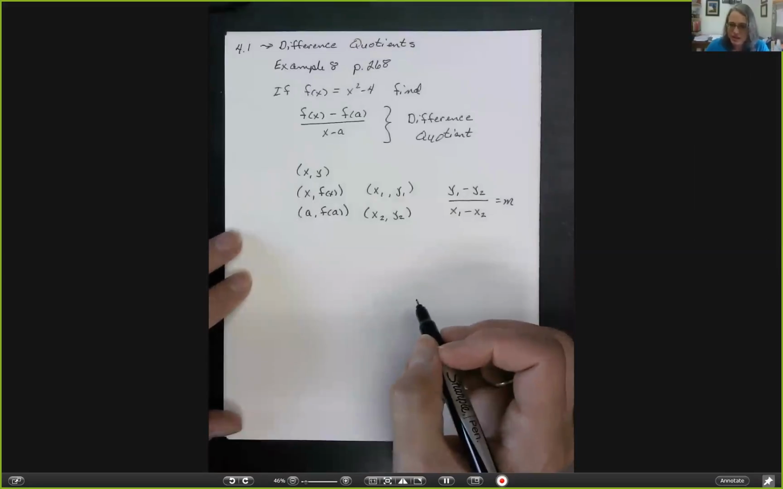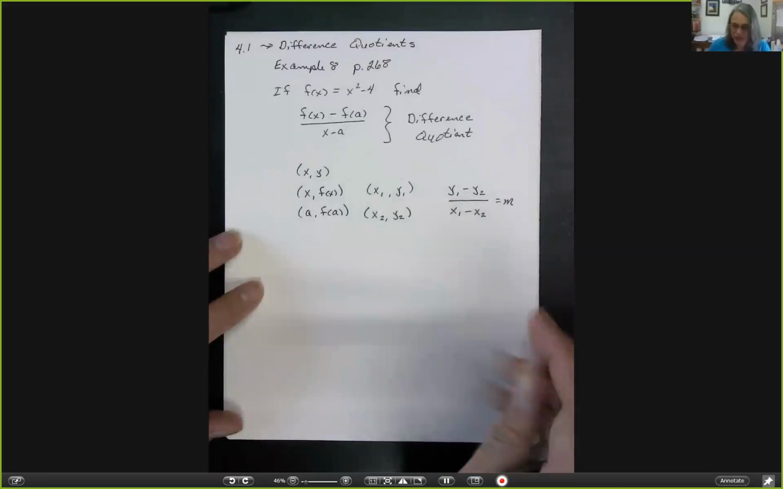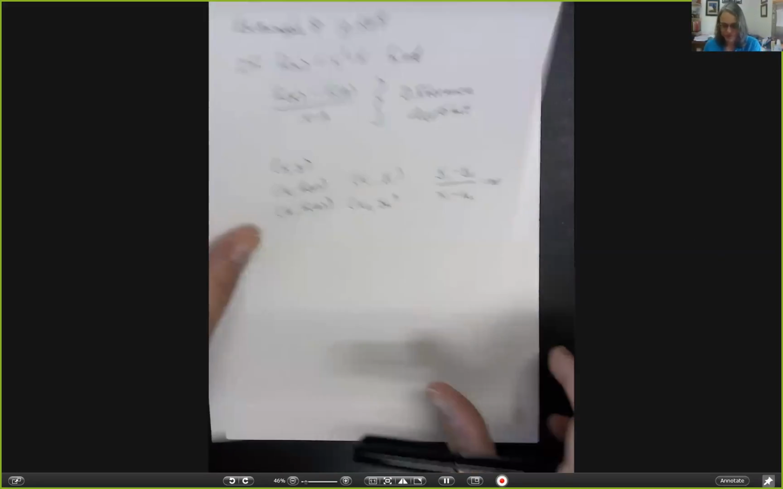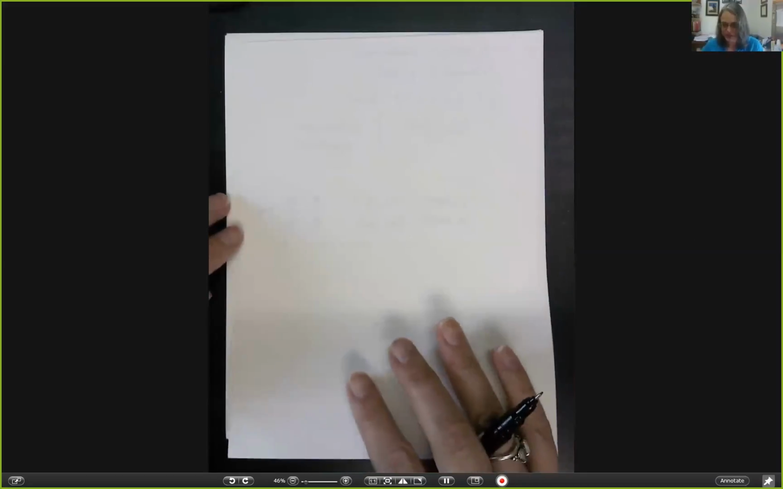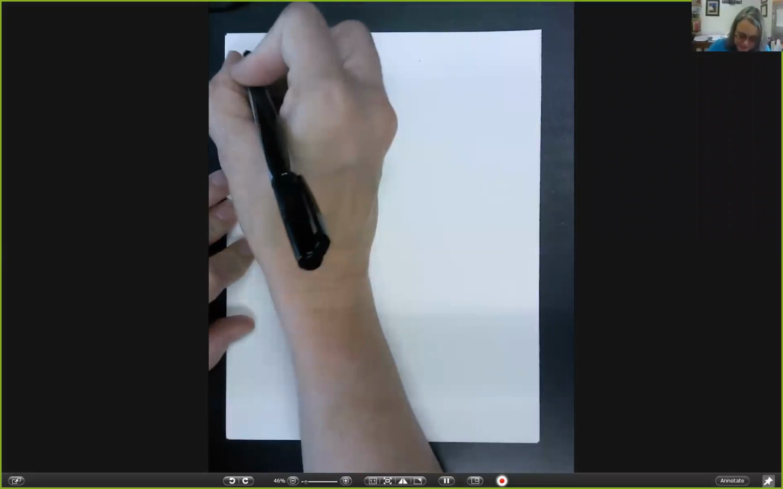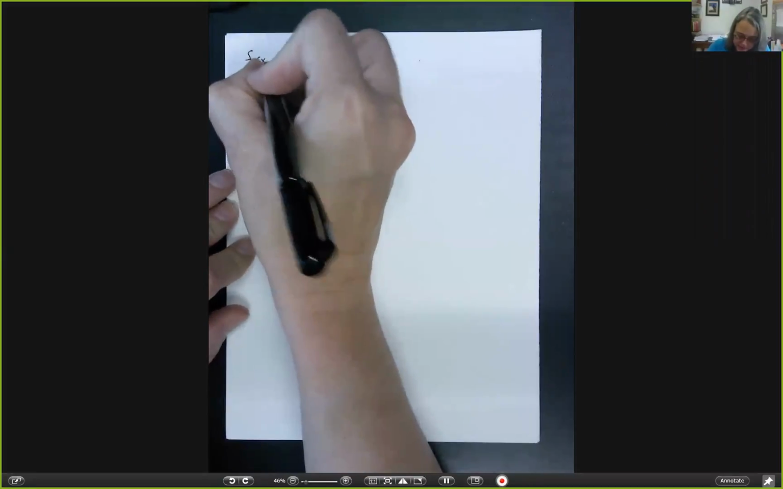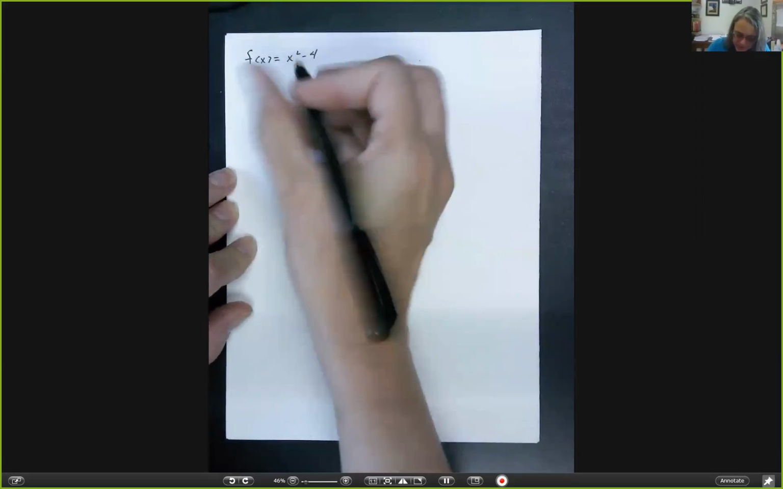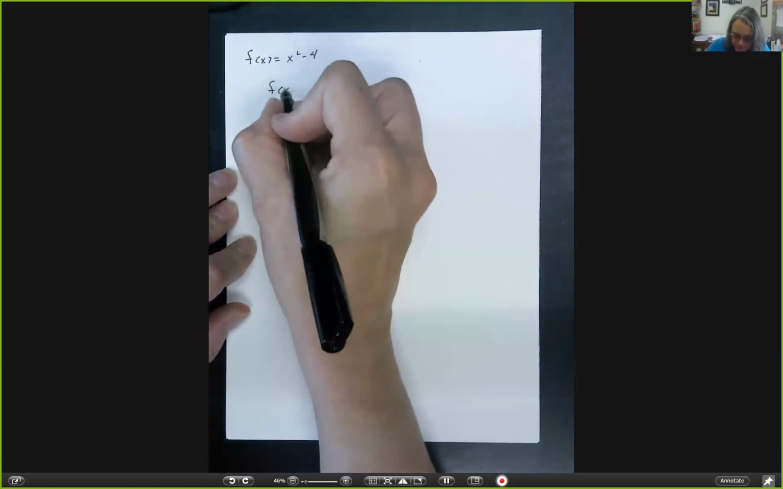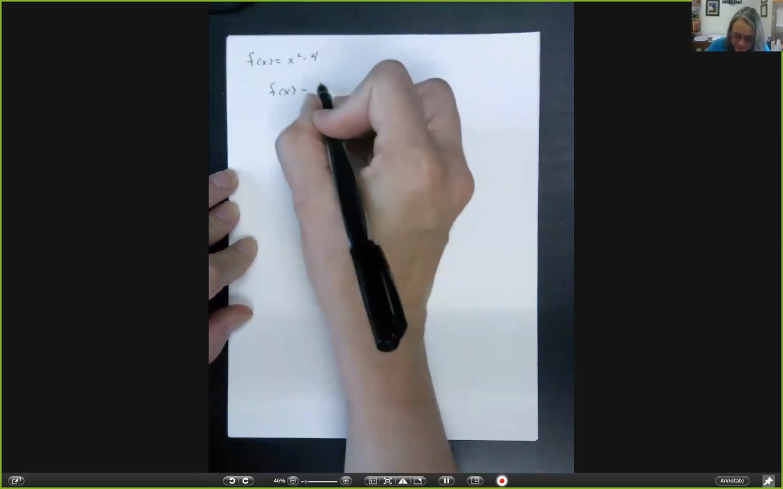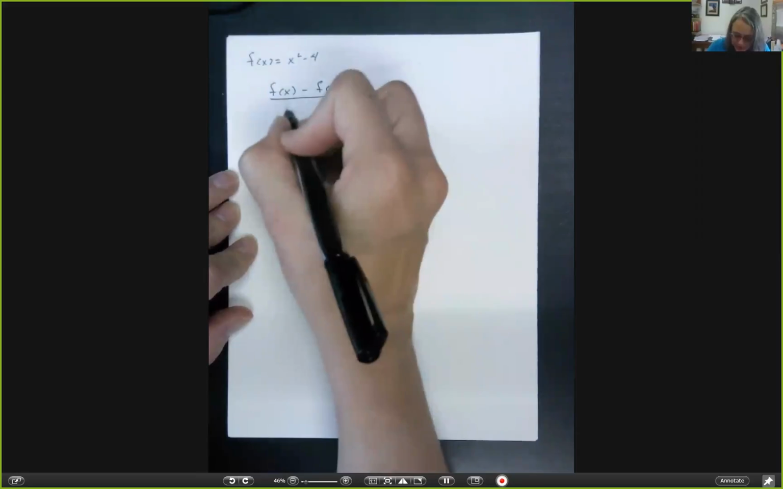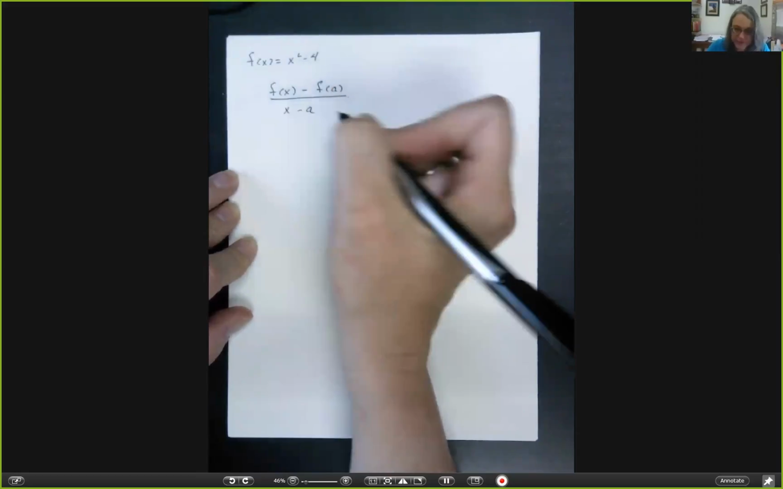All right, so let's talk about what we're actually going to do here. I'm going to start with a new piece of paper. Actually, I'm just going to turn this one over. No, I'm not. Okay, so my function is f of x equals x squared minus 4. And I want to find f of x minus f of a all over x minus a.